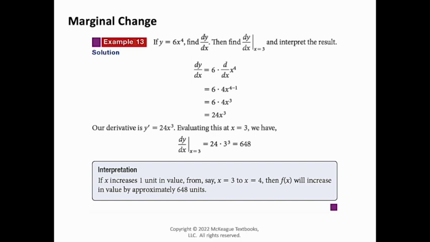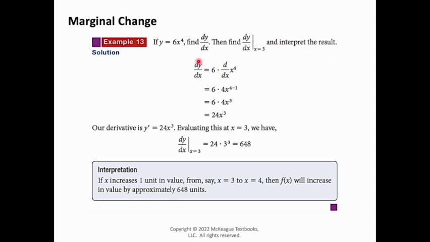So we're going to look at example 13. We're going to look at it generically right now, and then I'll discuss how this applies to business. It says if y is equal to 6x to the 4th, we want to find dy dx, so that's the derivative with respect to x. Then we want to evaluate it at x equals 3 and interpret the results.